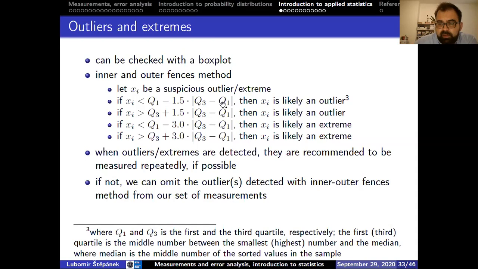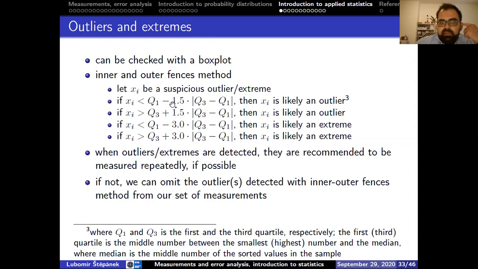Then calculate the first quartile minus 1.5 times the third quartile minus the first quartile. This difference is called the interquartile range. If your suspicious outlier is lower than this value, then it's likely an outlier. If it is higher than the third quartile plus 1.5 times the interquartile range, then it's also likely an outlier.